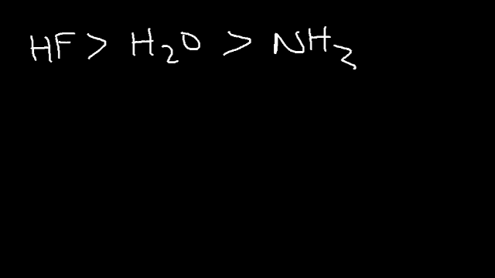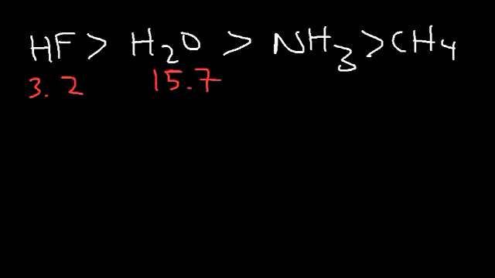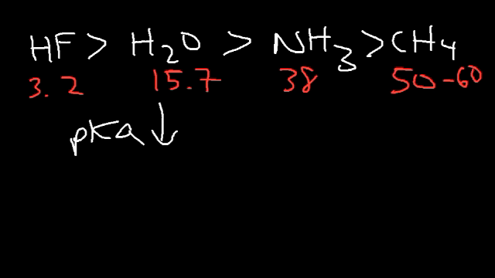So HF is more acidic than water, which is more acidic than NH3, and that's more acidic than methane. The pKa for HF is about 3.2, for water is about 15.7, for NH3, 38, and for typical alkanes is about 50 to 60. As the pKa decreases, the strength of the acid increases.